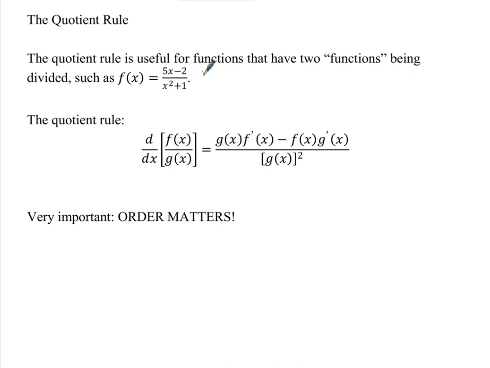Just like in the product rule, we used f and g. So the quotient rule is useful for functions that have 2 functions being divided, such as that. We will call the numerator f, we'll call the denominator g, and once I do that, then the derivative with respect to x of this top f function divided by that bottom g function is this.